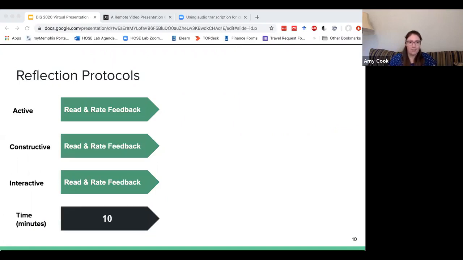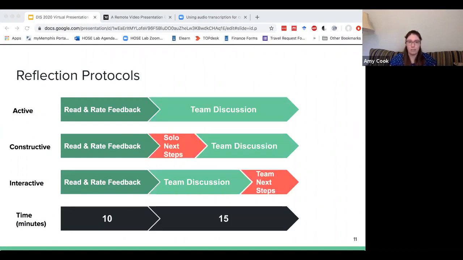So what actually happened in those reflection protocols? For the first 10 minutes, regardless of which condition you were in, students would read the feedback that they had provided and individually rate each comment 1 to 5 stars. So this rating activity is all that was necessary for the active condition. So for the rest of the time, the active team would just talk about whatever they wanted.